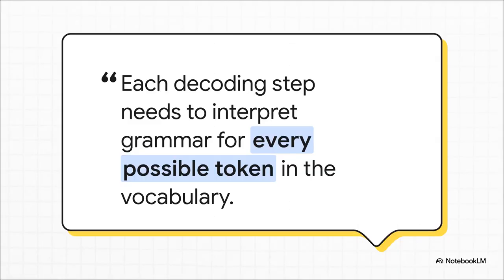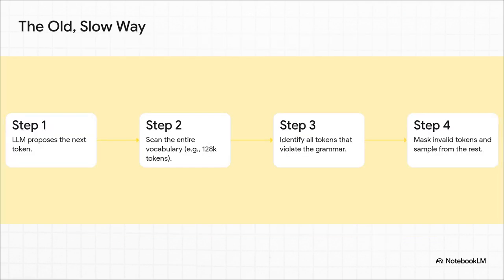Imagine that bouncer. Every time a new person walks up to the rope, he has to read the entire massive rulebook and check it against every single person on his 128,000-person guest list. It's just unbelievably inefficient. Yeah, this whole process is just a painful, brute force grind. For every single token the model wants to output, the system has to go through this whole song and dance on the CPU, checking the full vocabulary, one by one. It can bring the whole operation to a screeching halt.